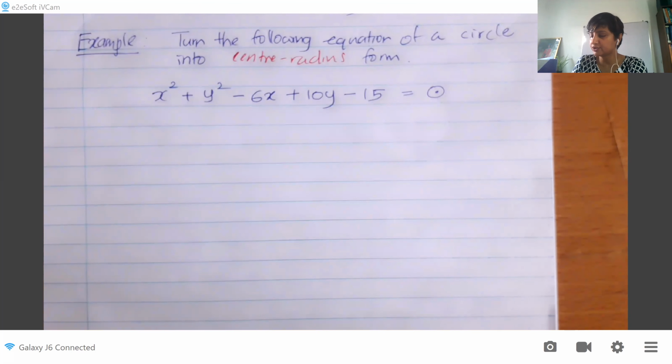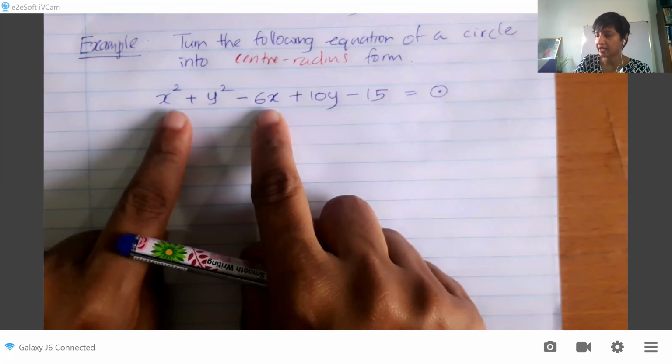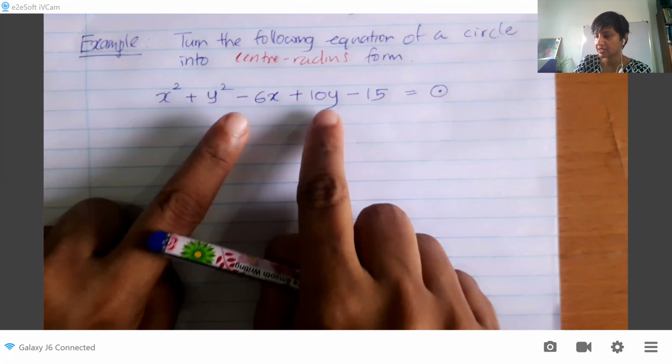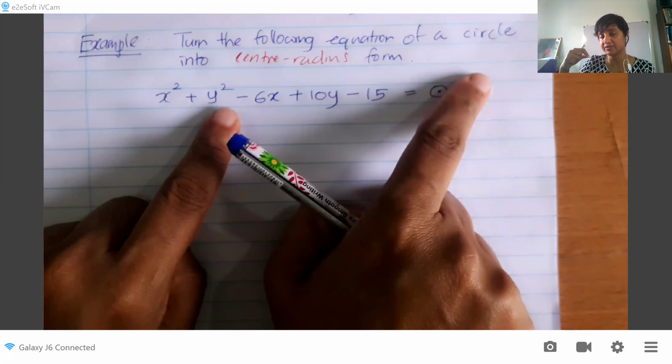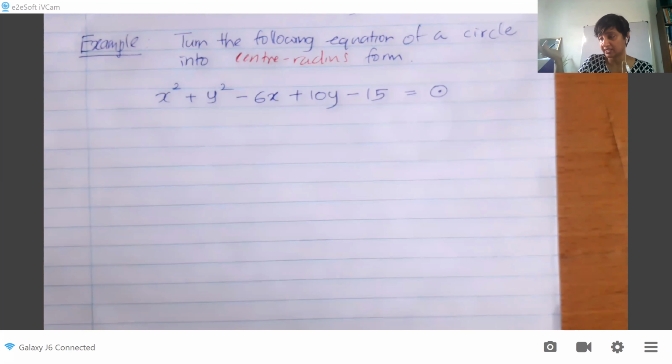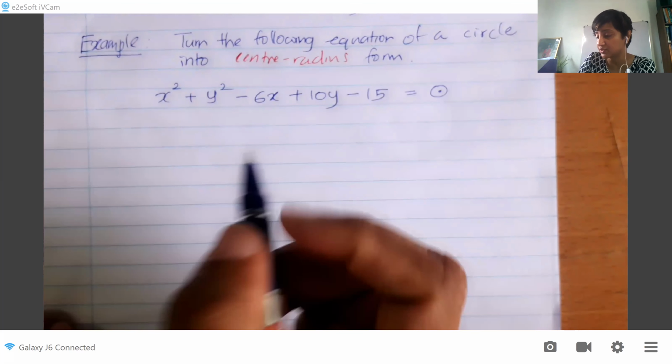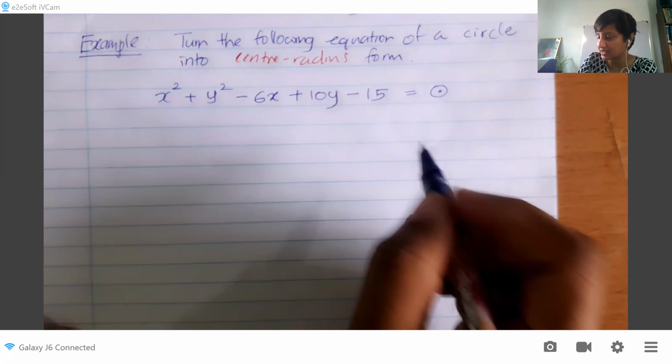We are going to complete the square with the x terms and complete the square with the y terms. This number, let's take it to the other side, because in the center radius form, there is a number alone on the other side. We'll see whether that would eventually change. But to begin with, let's move that to the other side.